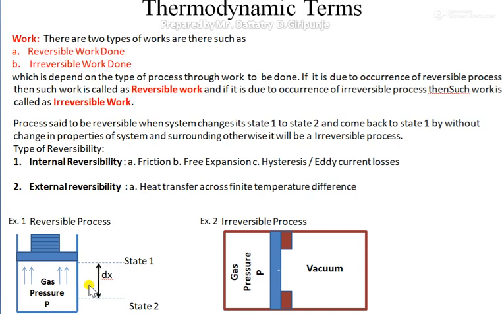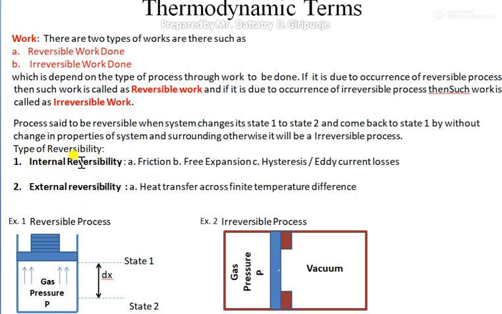Consider this is a piston cylinder assembly. In this piston cylinder assembly, on that piston, a number of weights are put. This piston is completely weightless and completely frictionless. This vessel is completely insulated from the surrounding. So I obey all the rules of internal and external reversibility.